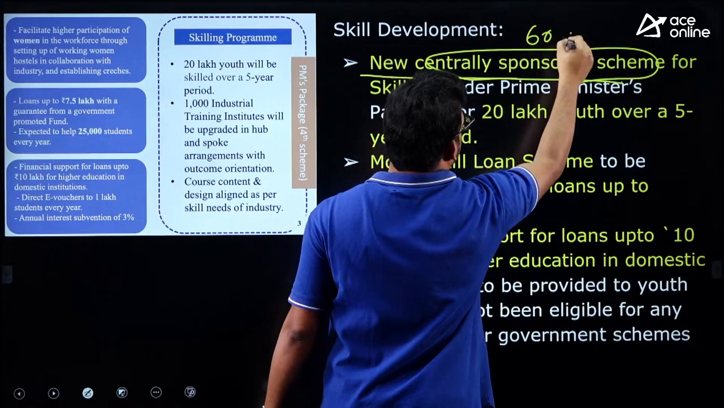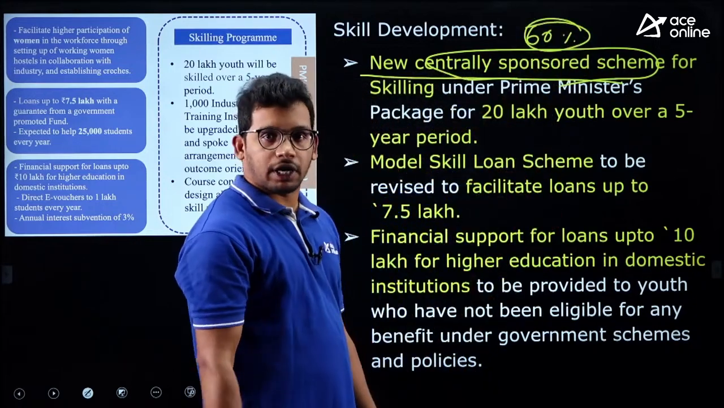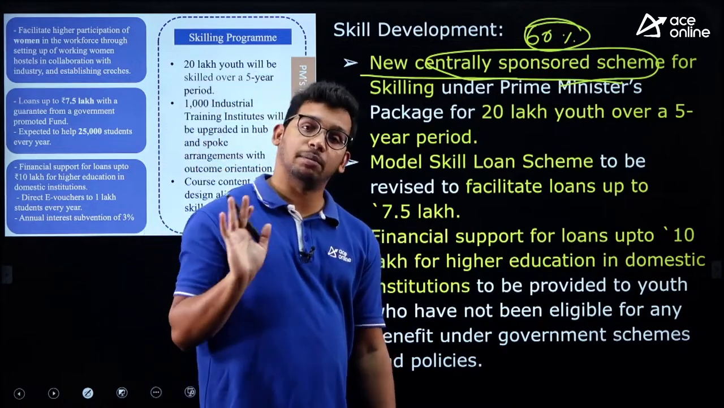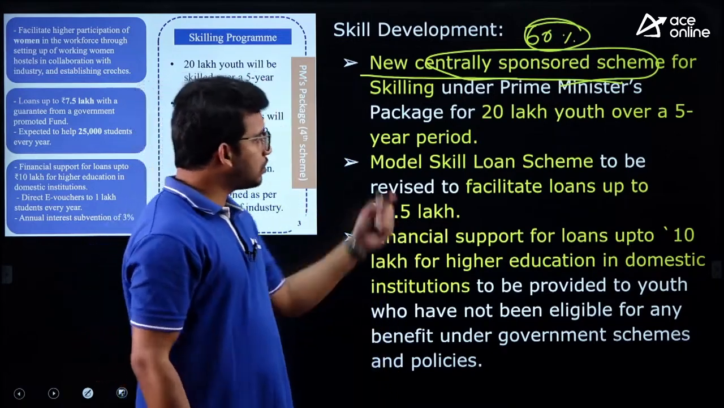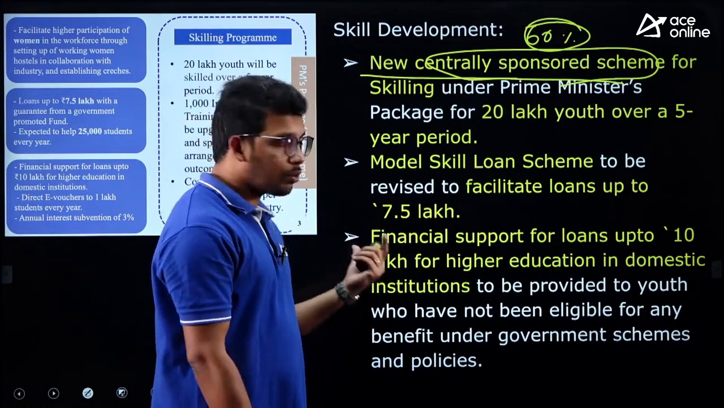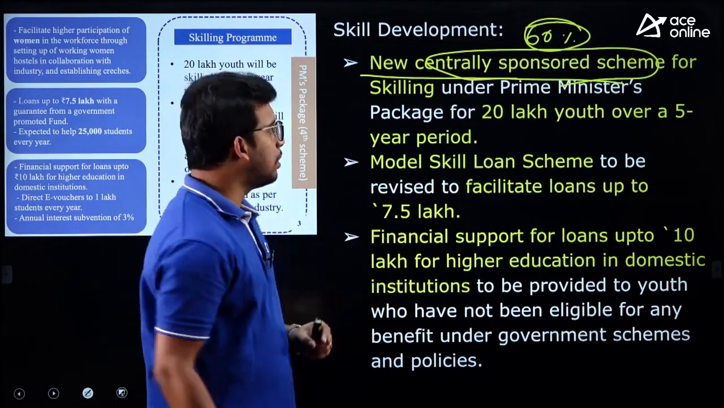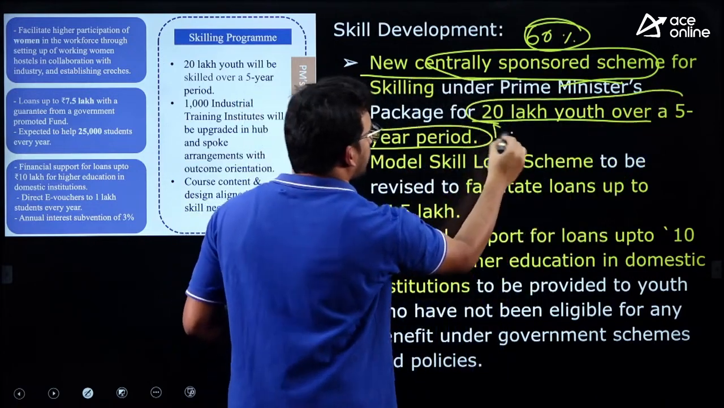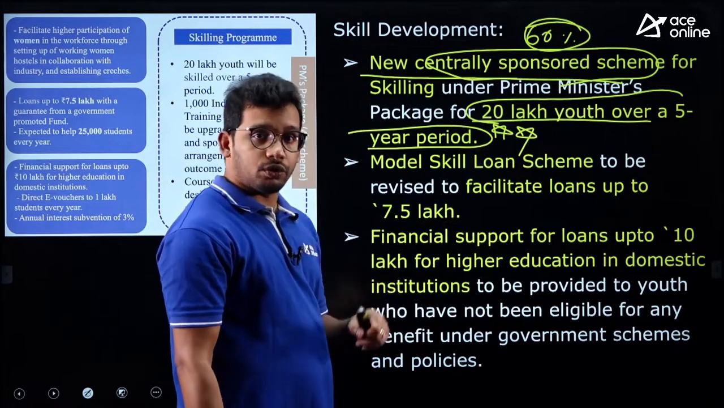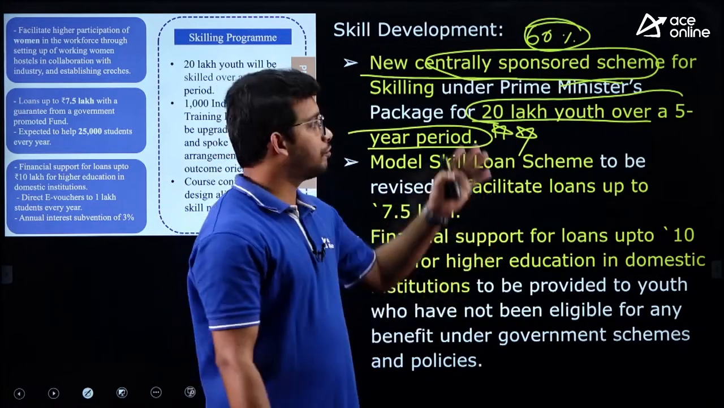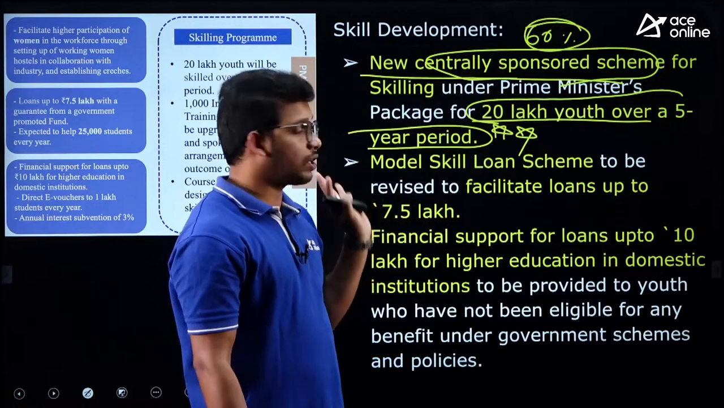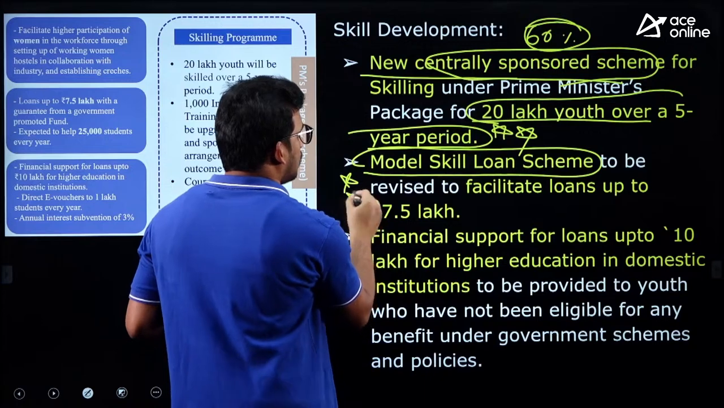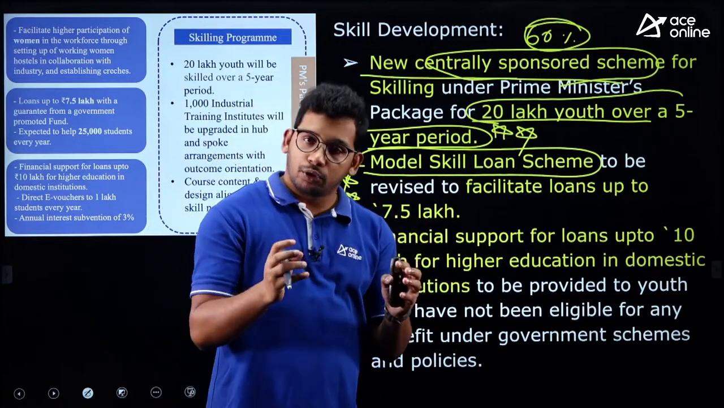Centrally sponsored means 60% funding will be given by the center, and the rest 40% the states have to take care of. If it is a northeast or special category state, 90% of funds will be given by the center, and the rest borne by those states. Now, this new centrally sponsored scheme, yet to be named, will train 20 lakh youth over 5 years, a very important fact. So 20 lakh youth will be trained over the next 5 years through this particular scheme, right.